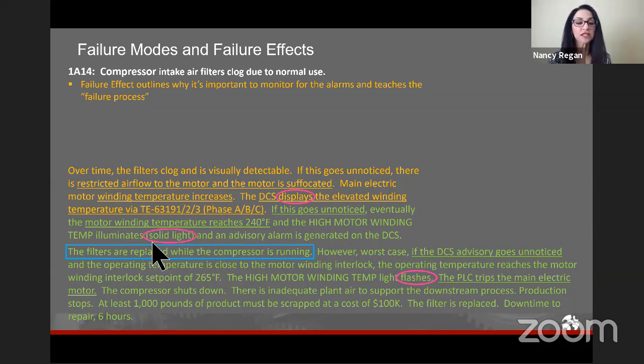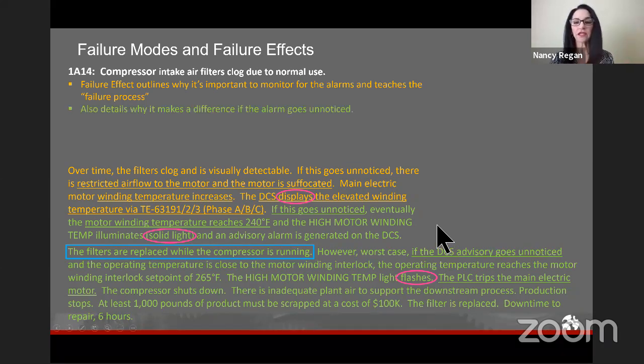So here, see, we start to get just the advisory on the DCS and we get a solid light. But then as the temperature starts to increase, right, now the light starts to flash, and then when we get to a certain point, the PLC automatically shuts the compressor down. So you see that you get all of this valuable information. I'm going to come back to that in just a minute.